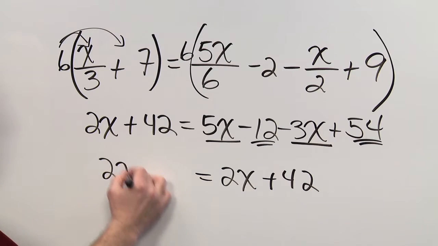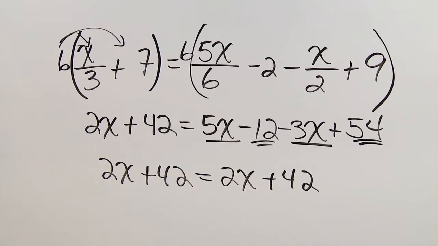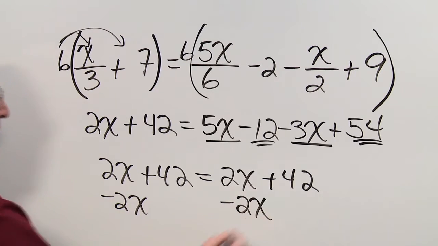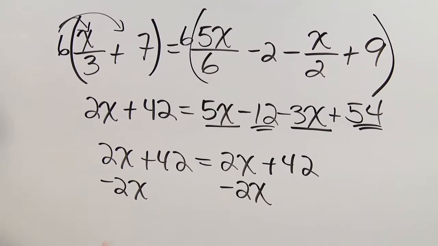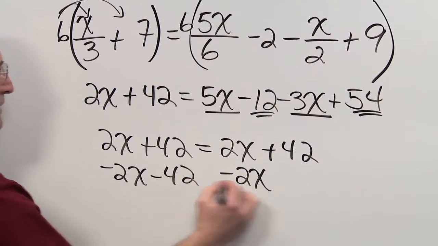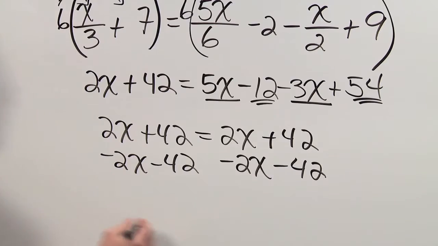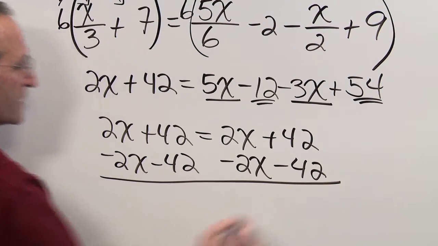So we have 2x plus 42 equals 2x plus 42. At this point, you may recognize what's happening, but in the event that you don't, the next step would be to subtract 2x from each side, and that would combine the x's on one side, and at the same time subtract 42 from each side, which would then get the constant terms together.